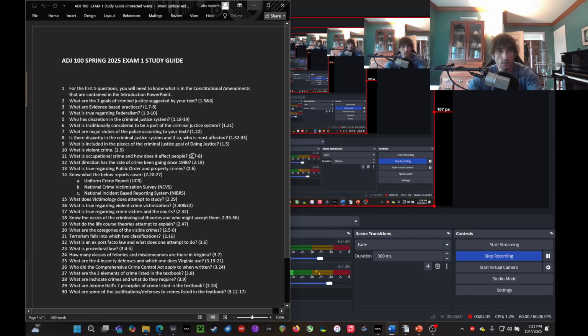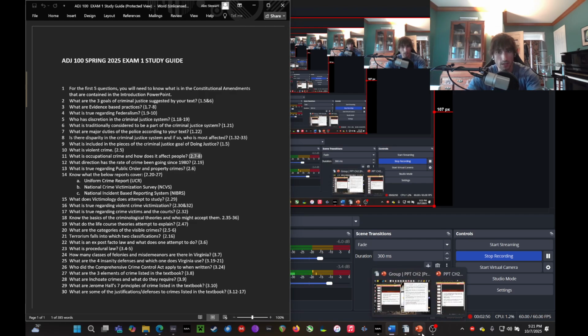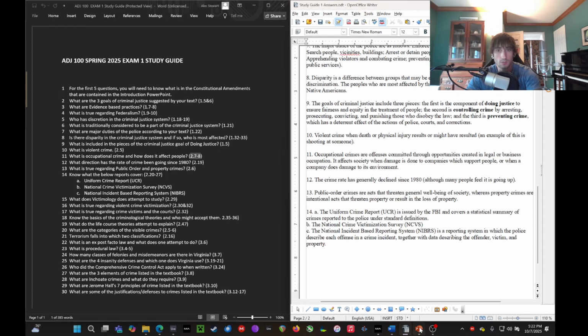These numbers right here, they indicate the slides. So 2.7 is PowerPoint 2, slide 7 through 8, right? I asked the teacher that because in the book it doesn't line up properly. So one of these questions is what the below reports cover.